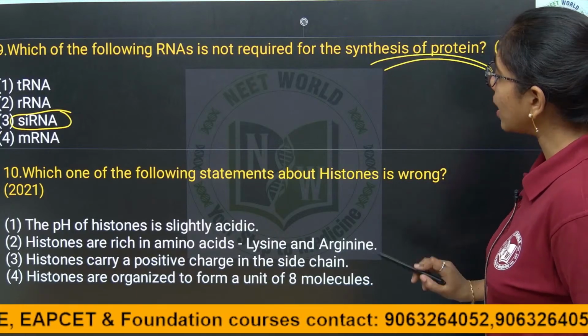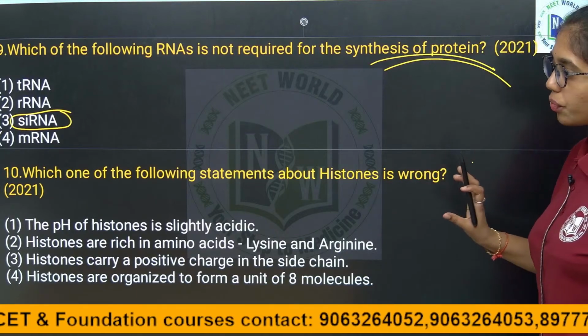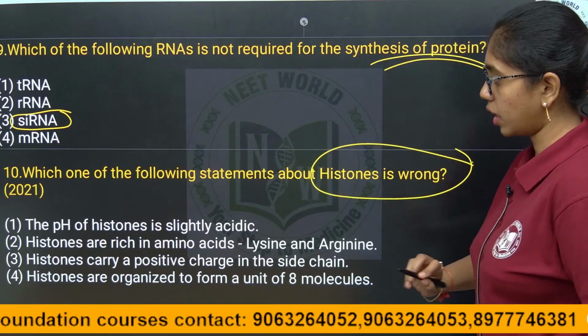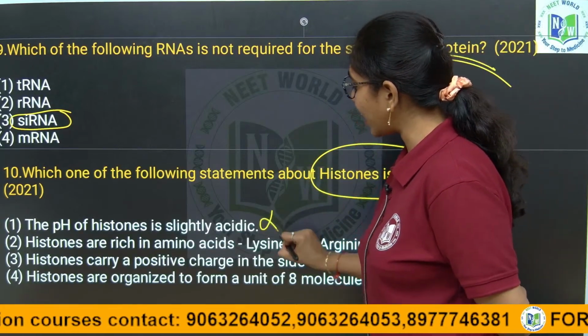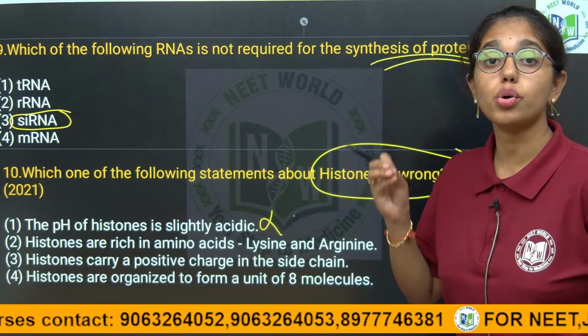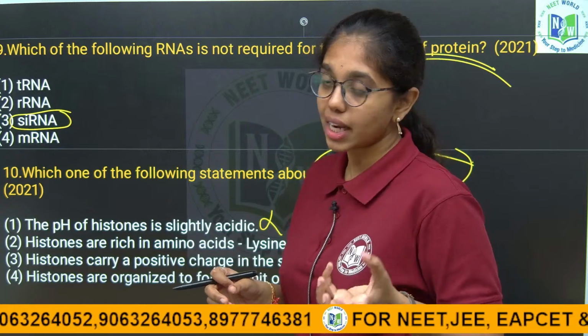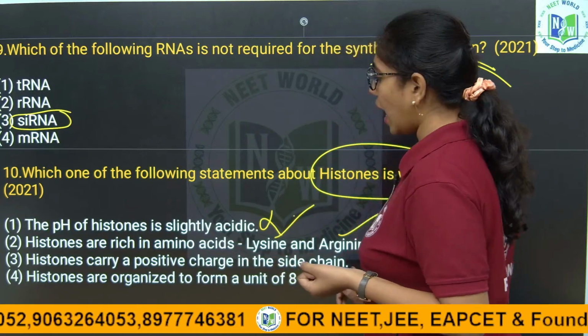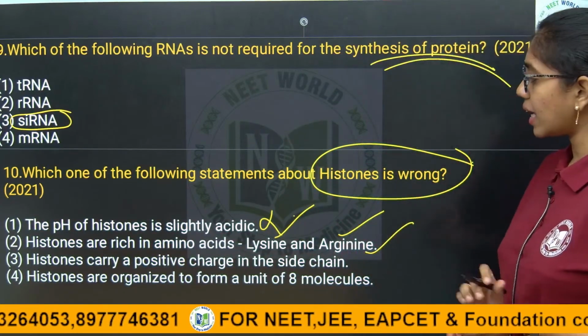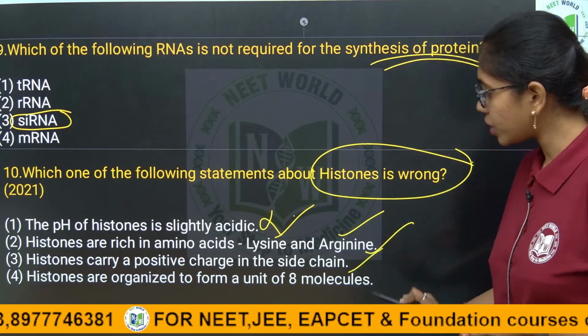Next, which of the following statements about histones is wrong? Wrong statement he is asking you. The pH of histone is slightly acidic. No, the pH of histone is basic. This is due to the presence of basic amino acids like lysine and arginine. So, histones are rich in lysine and arginine, correct. They carry positive charge, correct.